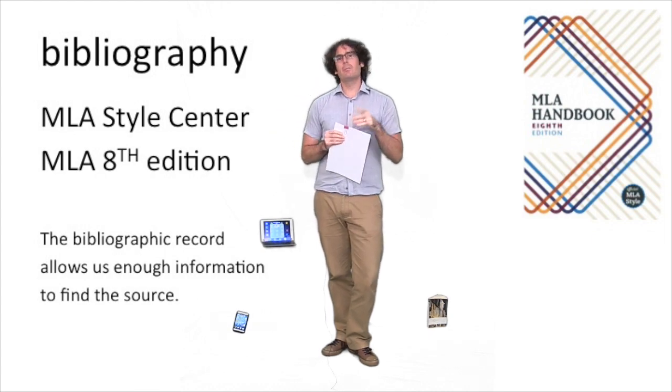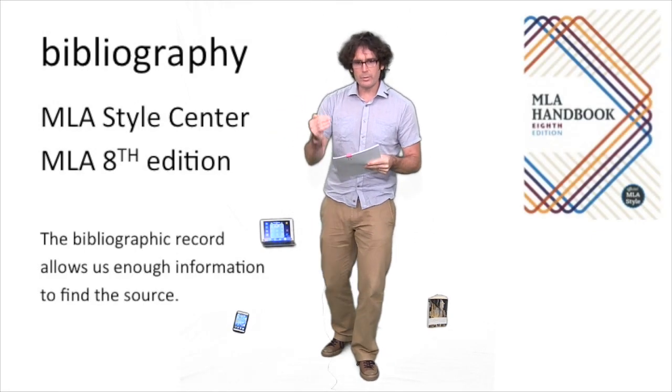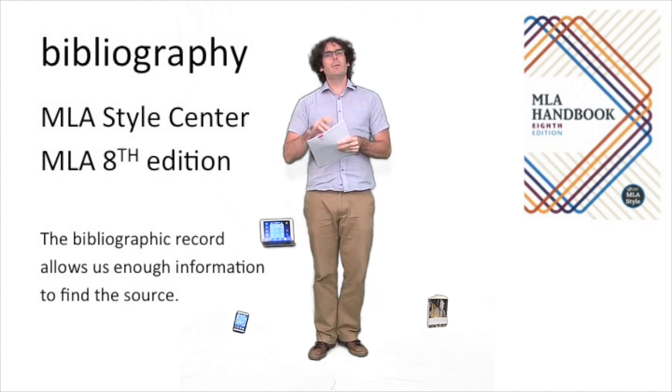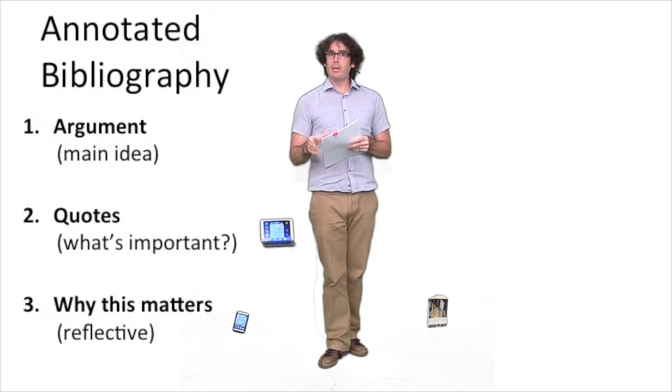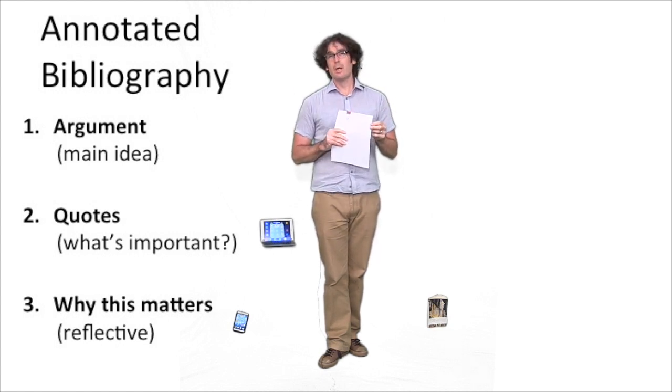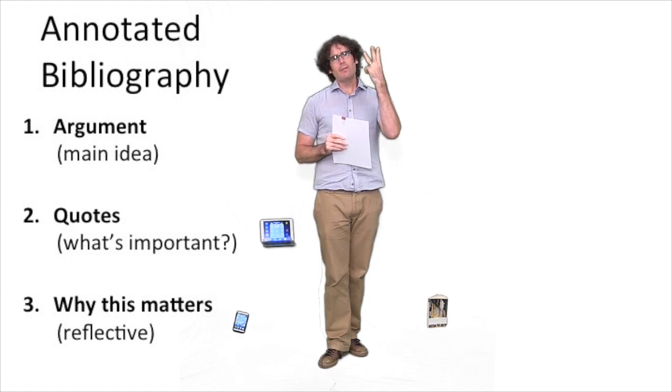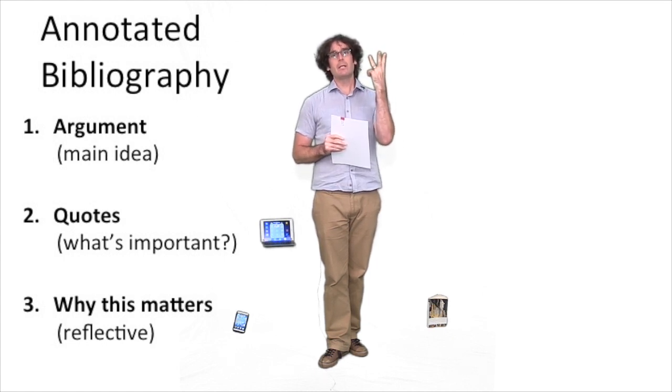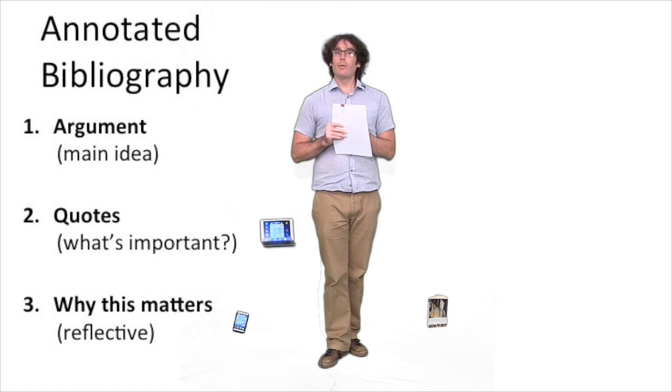The next step after that bibliography is to take those sources in the bibliographic record, to move them into another file, and to start an annotated bibliography. An annotated bibliography is a bibliography plus an annotation. An annotation is kind of a fancy word for notes. I think of the annotated bibliography as having 3 sections for each entry. So there's the bibliographic record, and then there are the 3 parts.